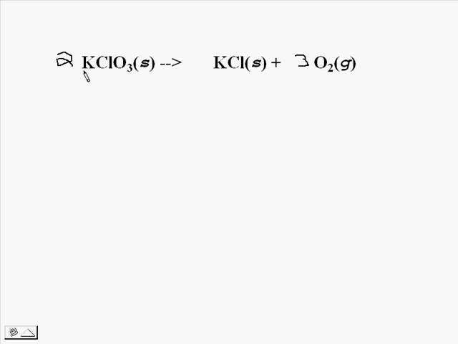However, I now have 2 potassiums and 2 chlorines. I only have 1 of each of those over here. By putting a 2 in front of this, I will now have the equation balanced.